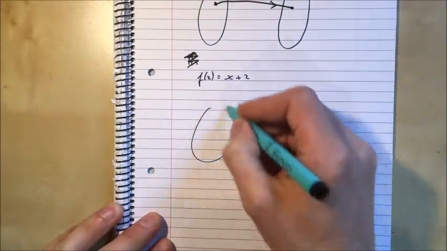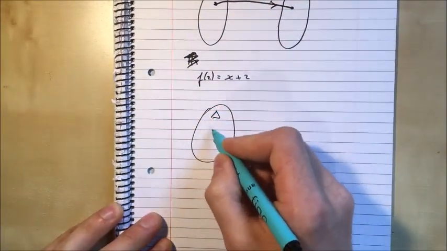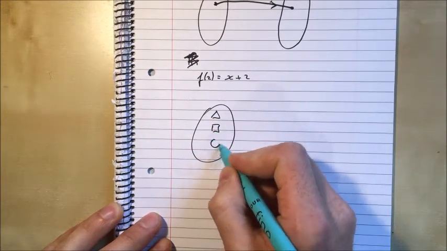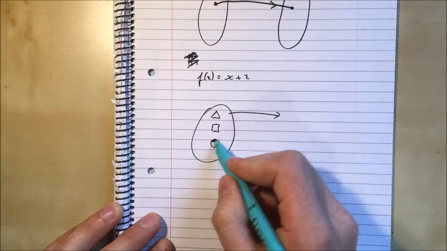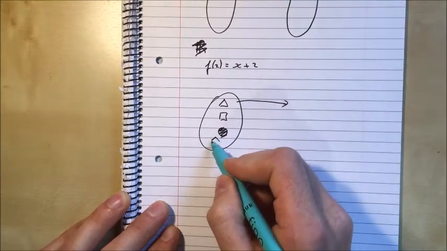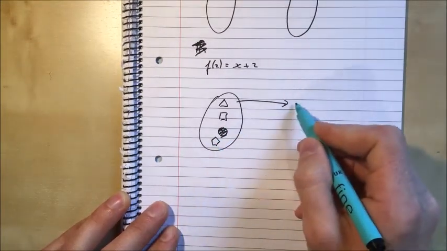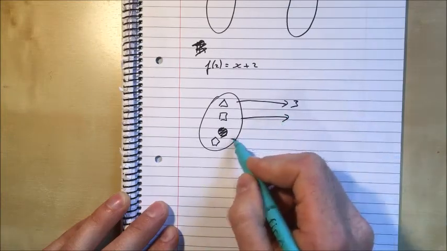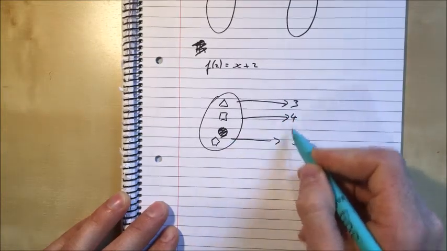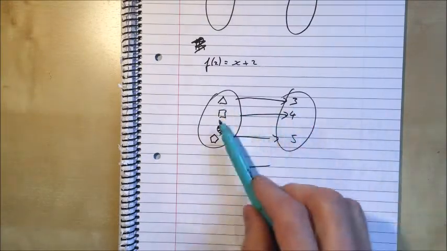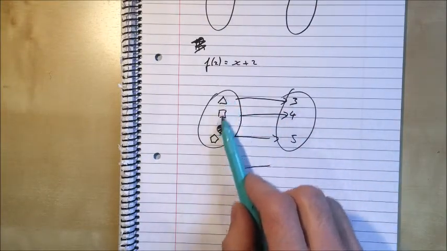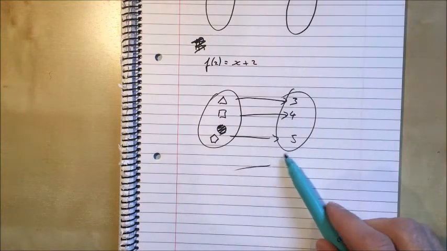So I could have a set. In this set I've got a triangle, a square and a circle. Let's have a different example: a triangle, a square and a pentagon, and say triangle maps to 3, square maps to 4, pentagon maps to 5. And there's a rule behind this function, isn't there? The rule is just count the number of sides. So your inputs now are shapes, your outputs are numbers, and that's a perfectly good function.